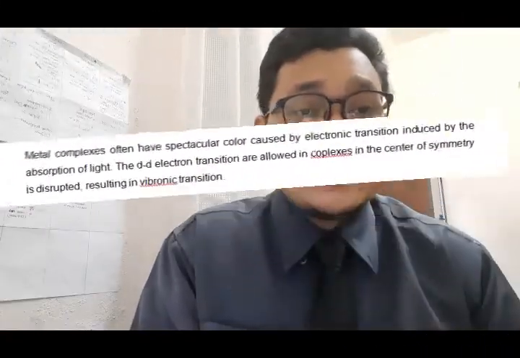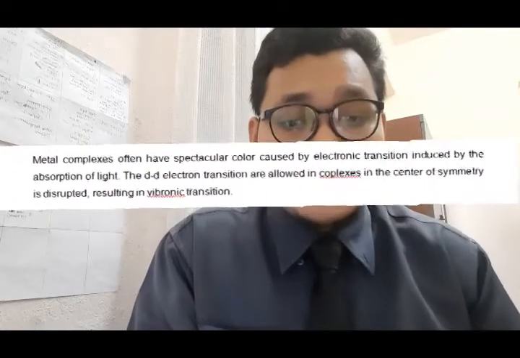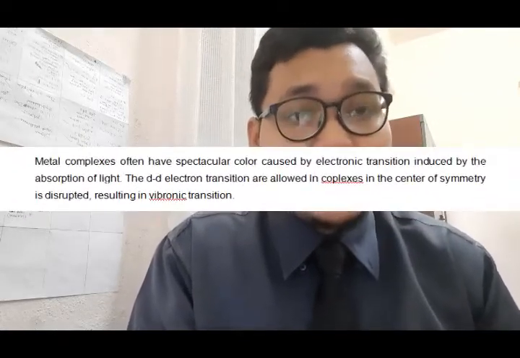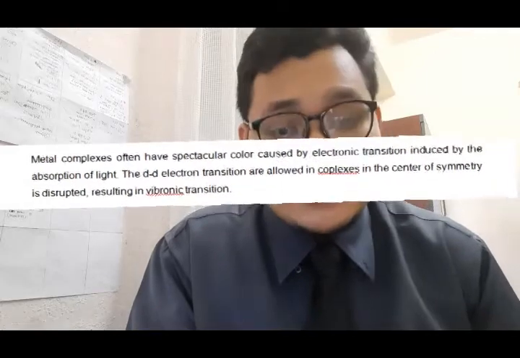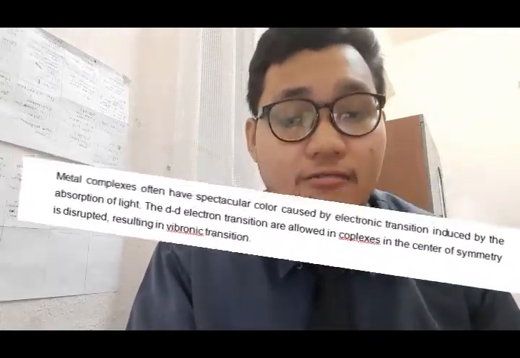My part is about the electronic transition in the complex compound. Metal complexes often have spectacular color caused by electronic transition induced by the absorption of light. The d-d electron transitions are allowed in complexes with a center of symmetry. It means that when the light is absorbed, the compound will transmit the color. The color that we see in the compound is the complementary color.